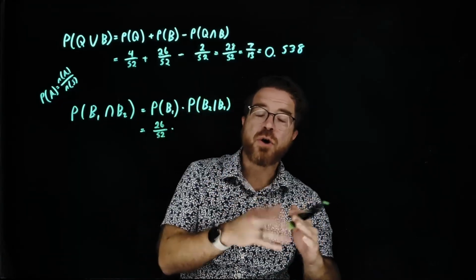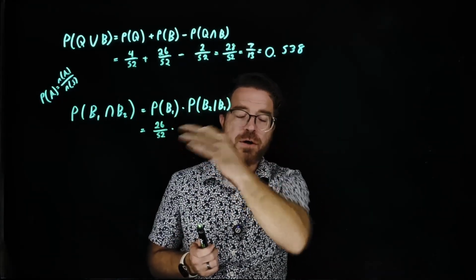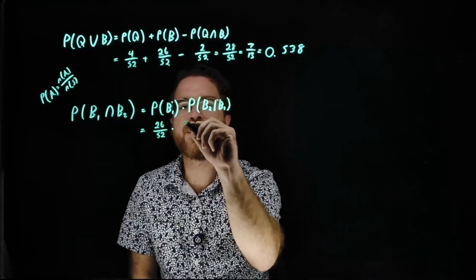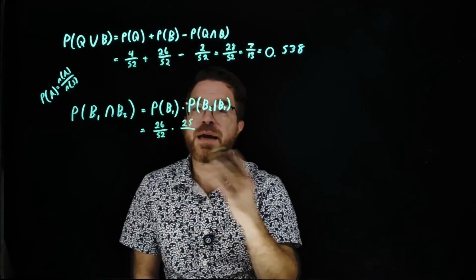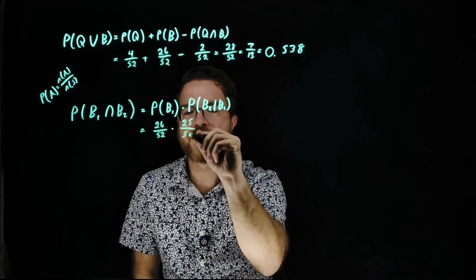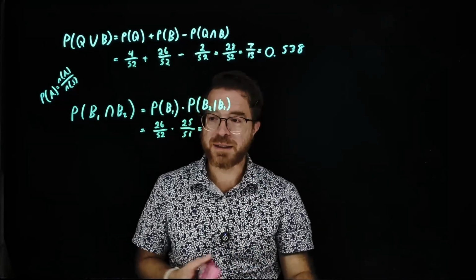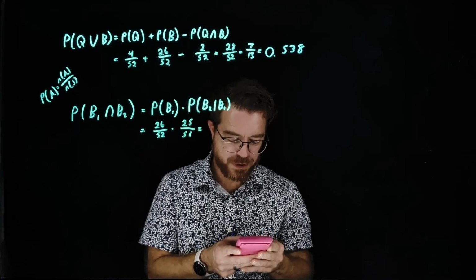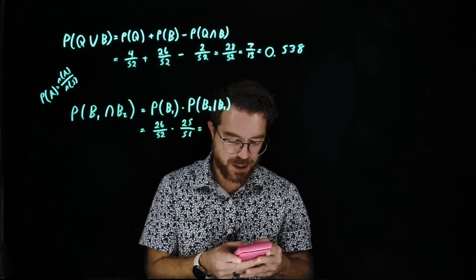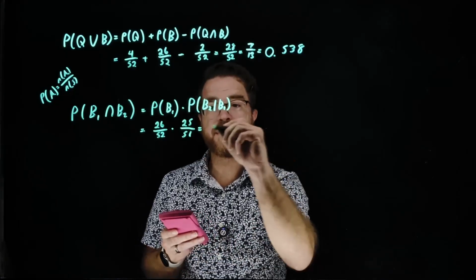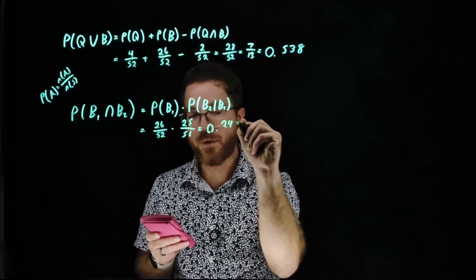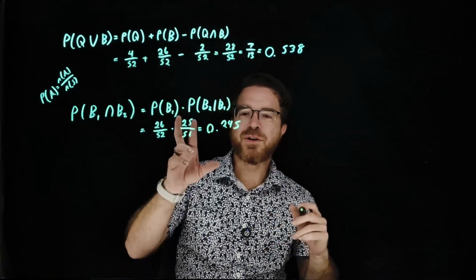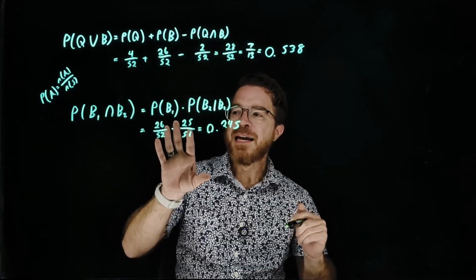And then for our second draw, because we drew out that black card and put that aside, that means we have 1 less black card in the deck, meaning now we have 25 out of 51 total cards. So if we multiply this out, we get 26 divided by 52 times 25 divided by 51, and I got 0.245.